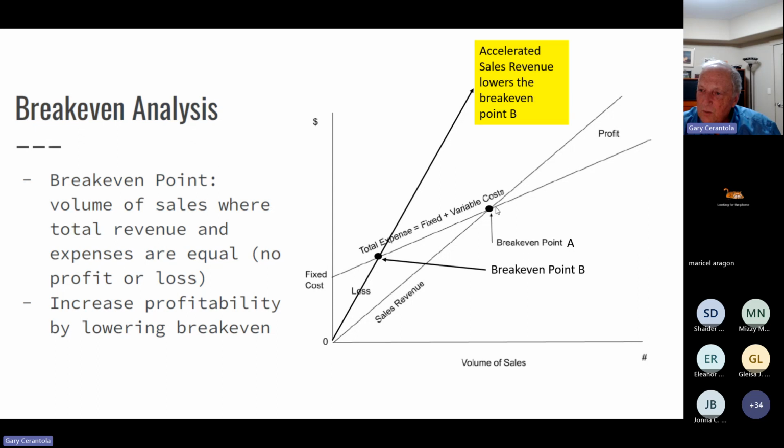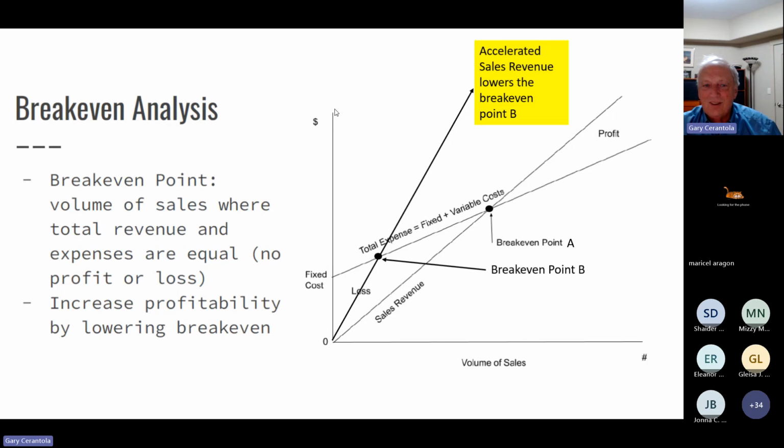So what you're saying then is that this is where you're making profit, anytime your sales revenue is above your cost line. So it takes you a long time before you can start making profit. They say you can increase your profitability by lowering your break-even.